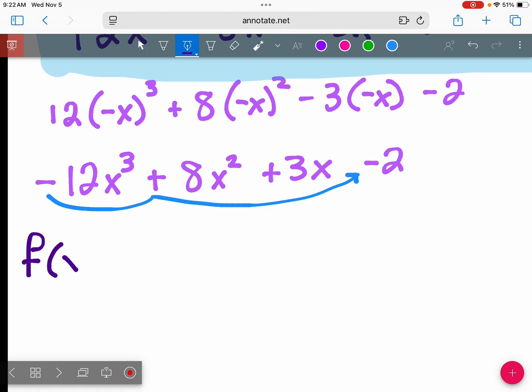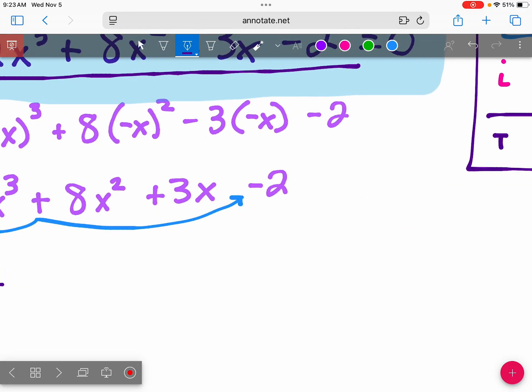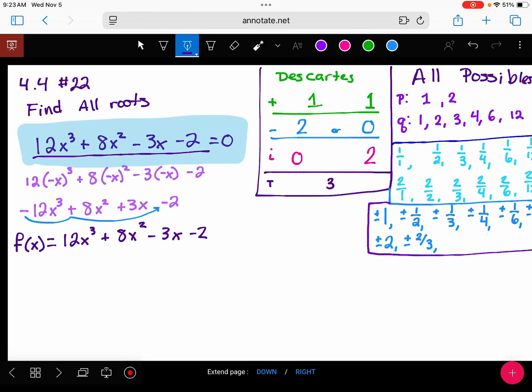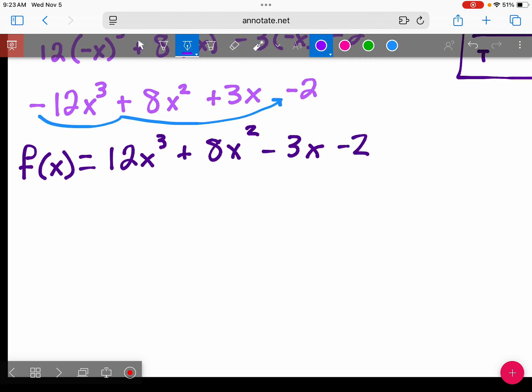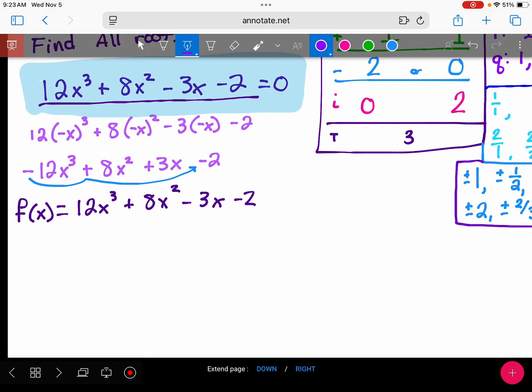F of x into this one up here. I'm going to substitute in for our 12x cubed plus our 8x squared minus 3x minus 2. And we can test a whole bunch of stuff. We can do 1, -1, 2, -2. We know for sure there's going to be a positive root somewhere. So if you want to focus on positives, that's totally valid. We also know if I find one negative root, I'm going to find another one. But we just kind of do a guess and check at this point.